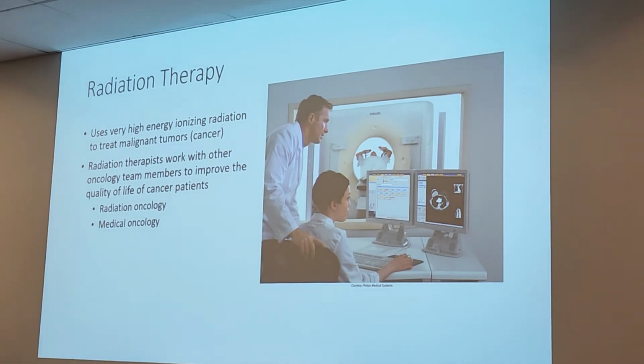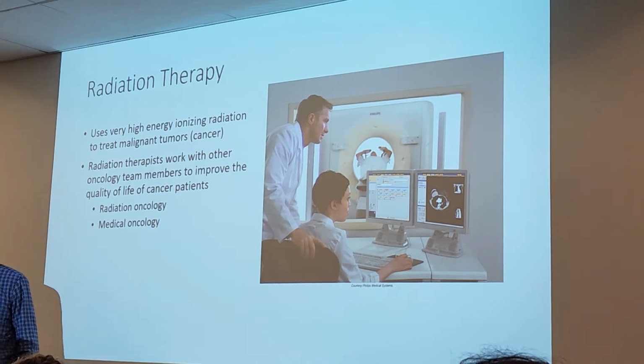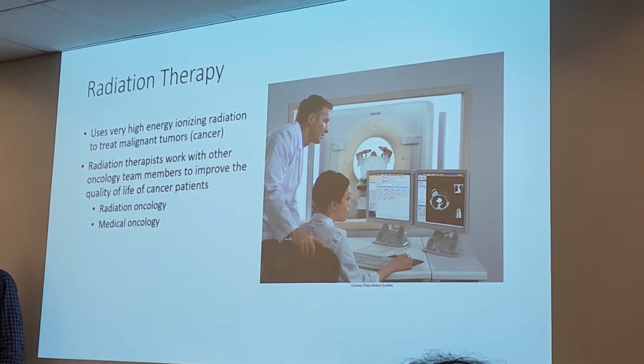And then we have radiation therapy. Unlike the previous topics we covered, radiation therapy is not used for diagnosis. Instead, it is used for treatment. So radiation is not only used to create images for diagnosis, but it can be used to treat certain diseases as well. In this case, cancer, malignant tumors. So we're using very high energy radiation to help destroy these tumors.